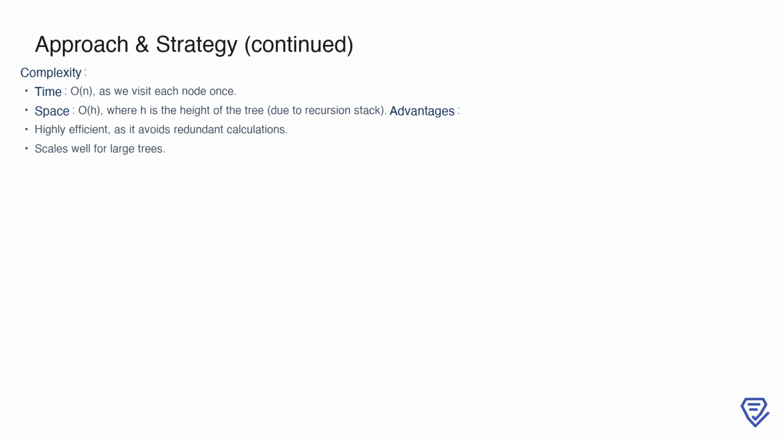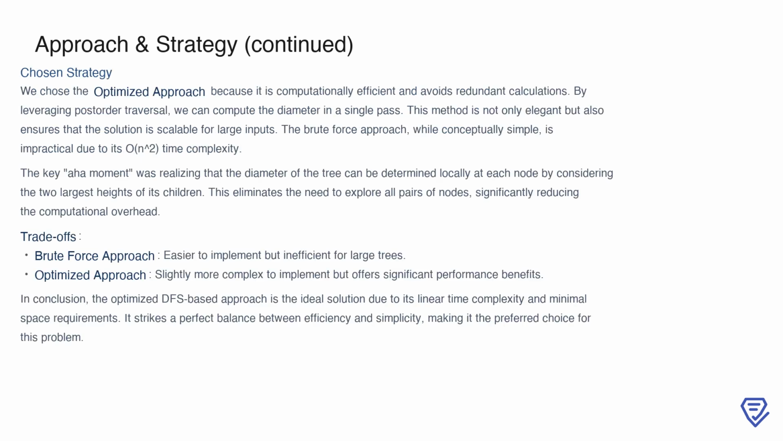First, it avoids redundant computations by leveraging the tree's structure, making it significantly faster than the brute force approach. Second, it scales well for large trees, ensuring that the solution is both practical and performant. These benefits make the optimized approach ideal for solving this problem, especially when working with trees containing a large number of nodes.